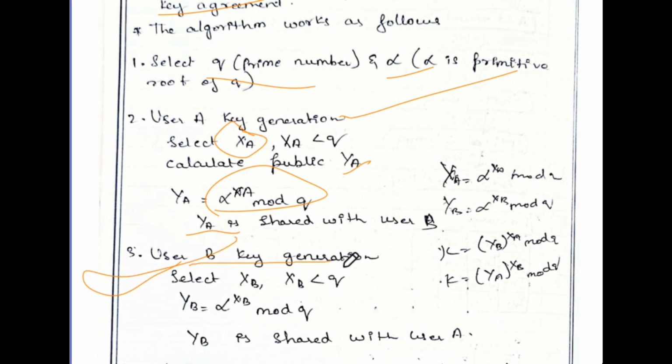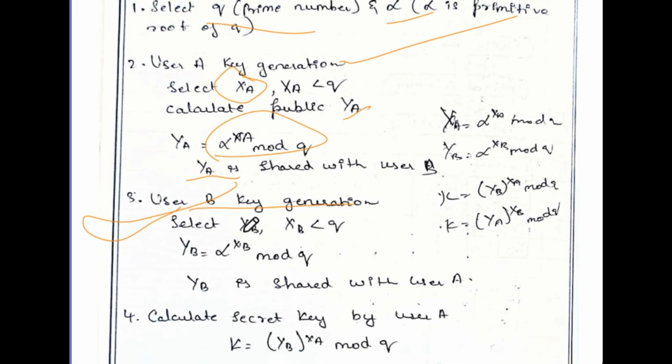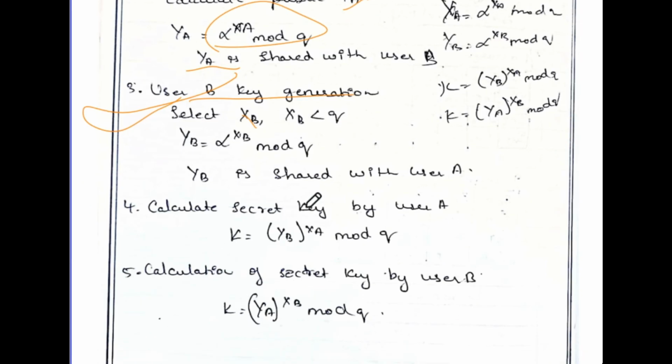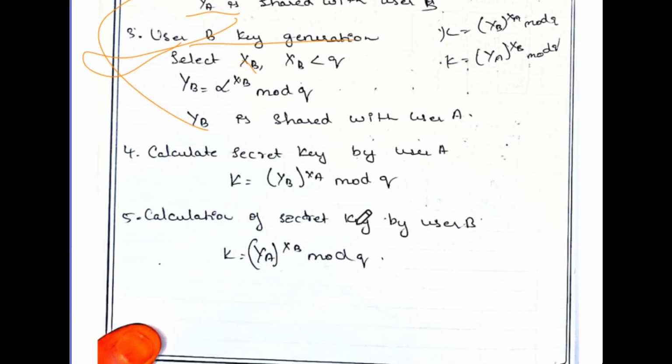The same process applies for B. Select XB such that XB is less than Q. YB is equal to alpha to the power of XB mod Q. YB is shared with user A. The secret key must be calculated for user A. The formula is K is equal to YB to the power of XA mod Q, and for B, YA to the power of XB mod Q.